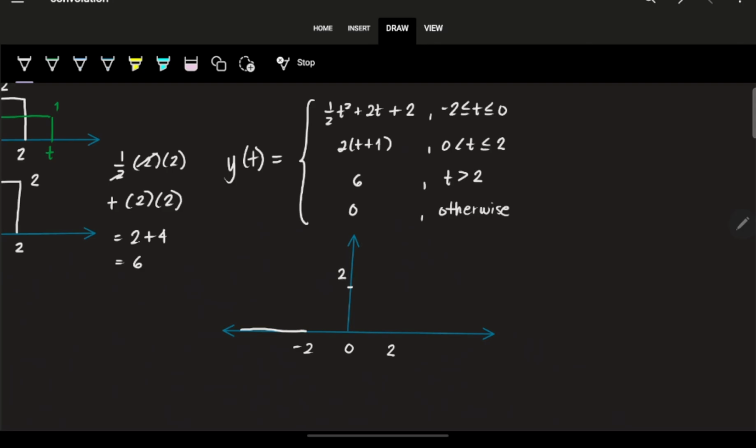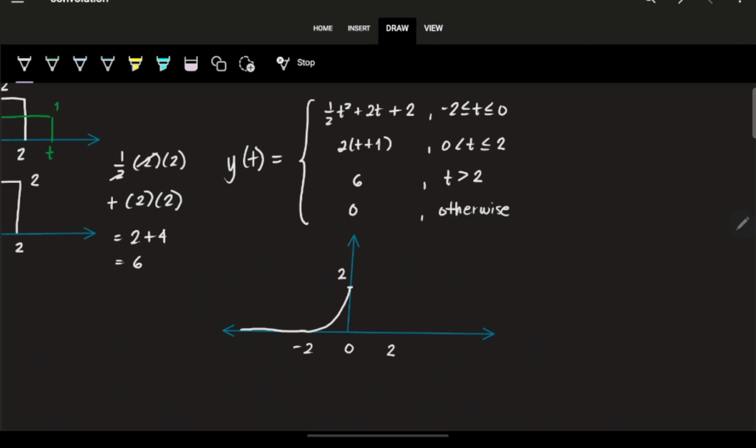Let's substitute. So, we start with 0. Bakit when we substitute negative 2? So, that is negative 2 squared, that is 4 divided by 2 minus 2 times negative 2. So, that's negative 4 plus 2. So, that is 2 minus 4 plus 2, that is 0. But when t is equal to 0, substitute natin: 1 half times 0 squared plus 2 times 0 plus 2, that's equal to positive 2. However, since this is t squared, parabolic yung itsura natin. So that is positive 2.